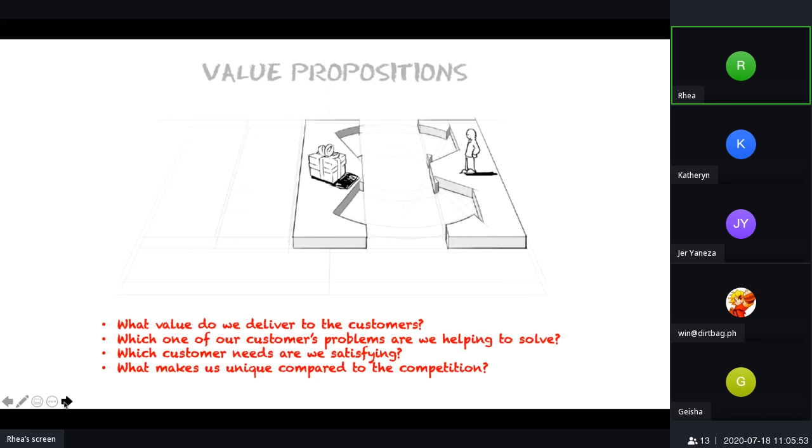Which customer needs are we satisfying? And what would make us unique compared to the others? Because that will set us apart from the already existing startups that also solve the same problem or might be the same as our business.